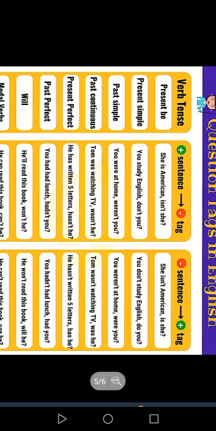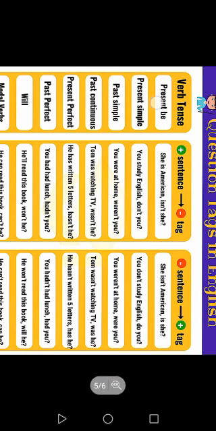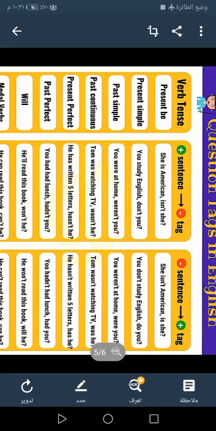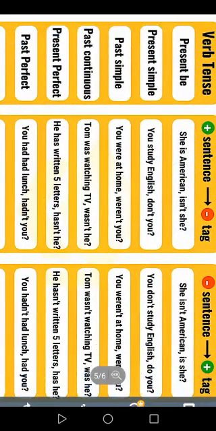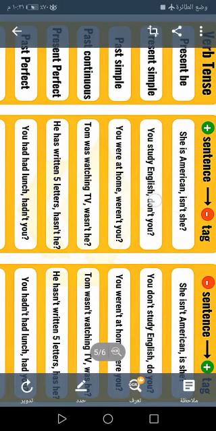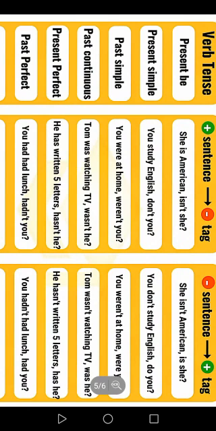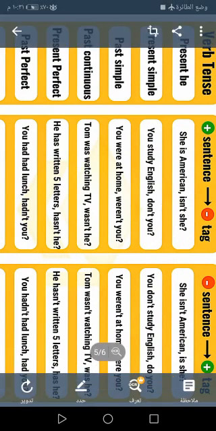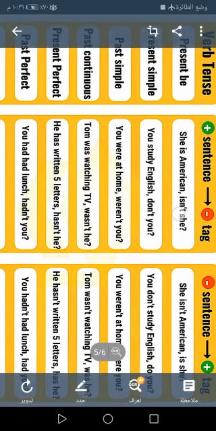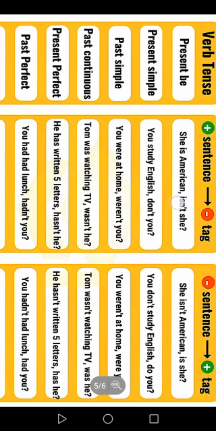The first one, in the present, verb to be. Here, she is American, isn't she? Here is the question tag. Isn't she here is a question tag. Isn't is an auxiliary verb, and she here is a personal pronoun.